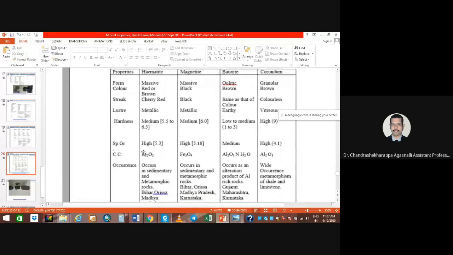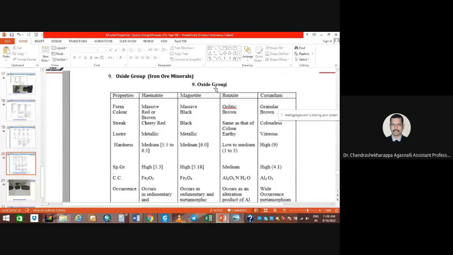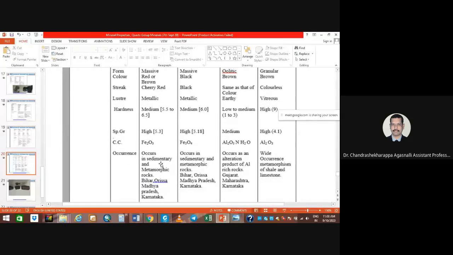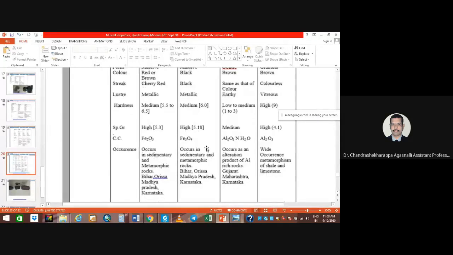And this chemical composition. So hematite is Fe2O3, and magnetite is Fe3O4. Both are iron oxides. Iron, and here is oxide. That's why it's called the oxide group of minerals. Okay, and where is it occurring? It occurs in sedimentary and metamorphic rocks, and this also in the same.